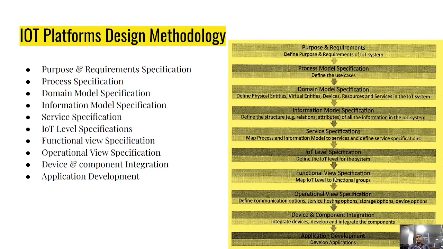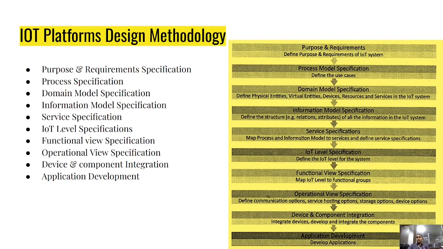Then there is the functional view specification, where we have different functional groups and we map the IoT level to the different functional groups. Next is the operational view specification, where we define the communication options, the service hosting options, similarly the storage options and the device options. So how we will be implementing the device, what is the choice of devices, what is the choice of software, all these things we discuss in this operational view specification.